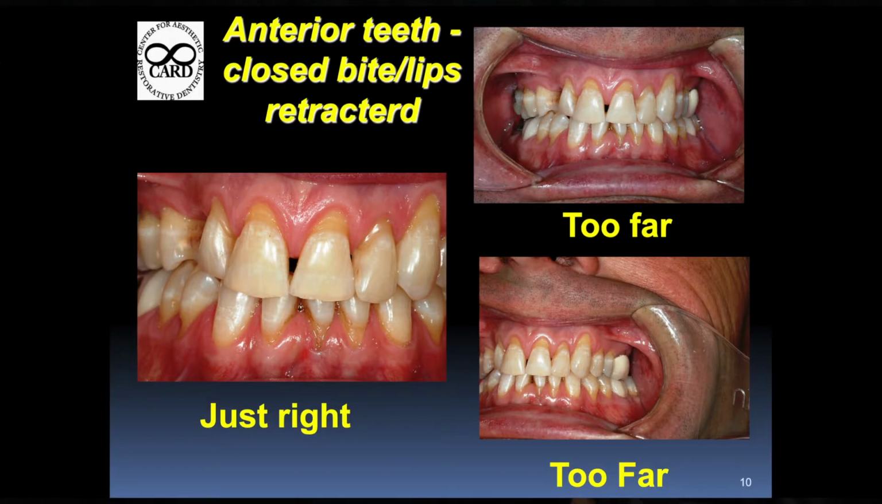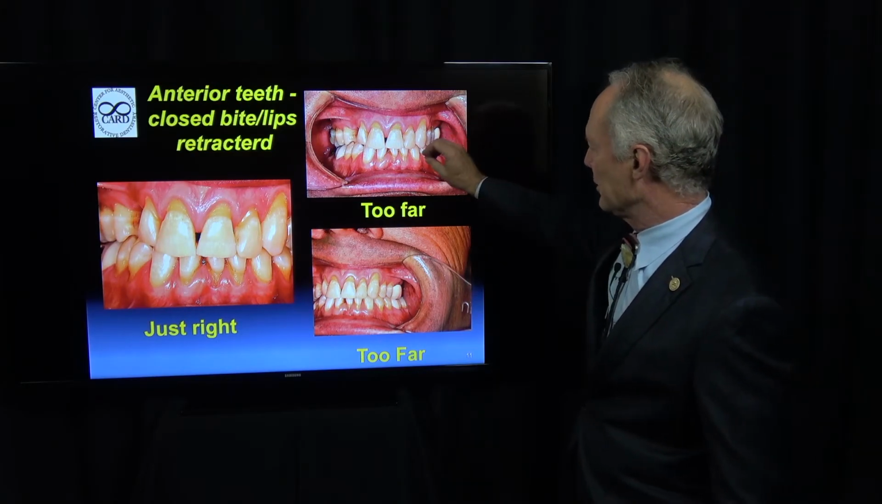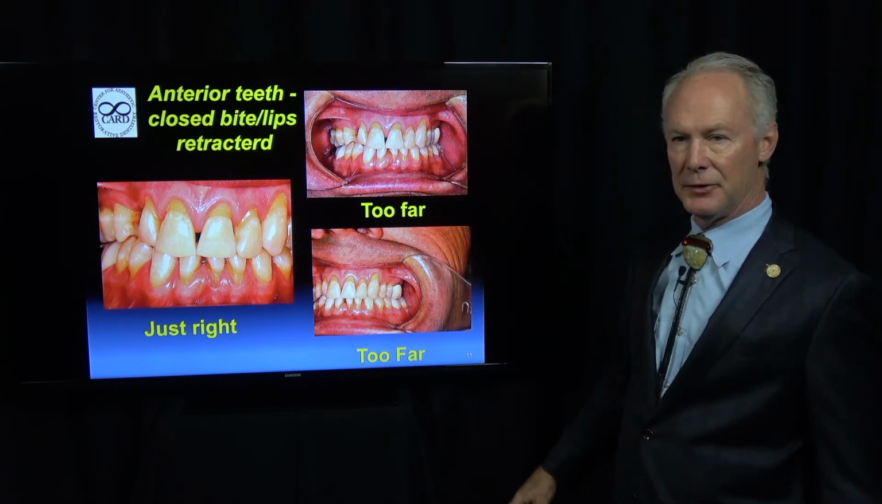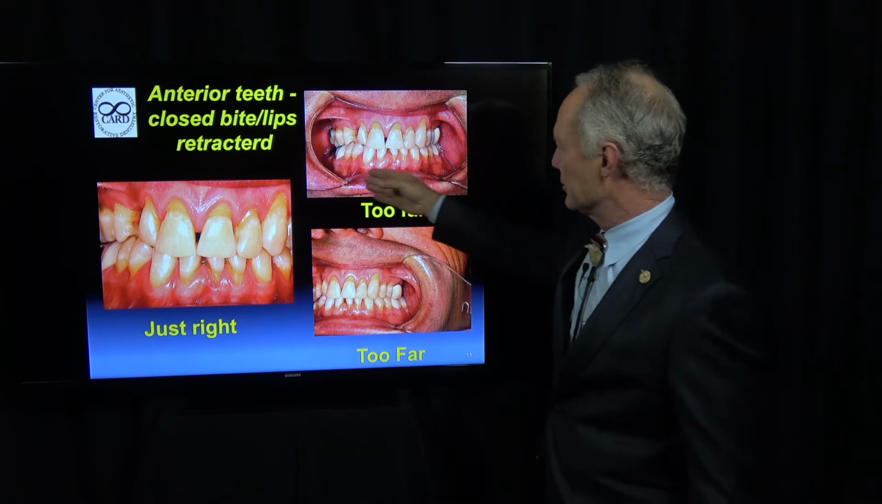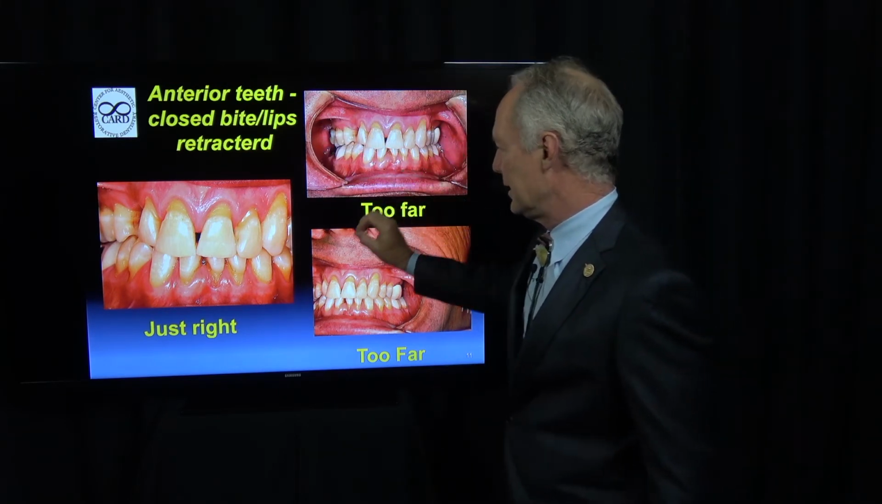The anterior teeth, closed bite, lips retracted. So the lips are retracted and the teeth are together. This is too far away. It's distracting to the patient if they see the retractors or a lot of gum tissue. You just want to see the teeth.